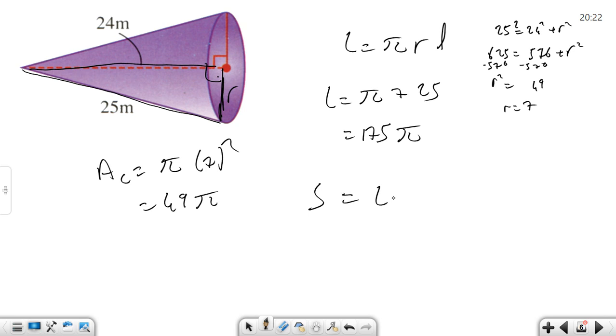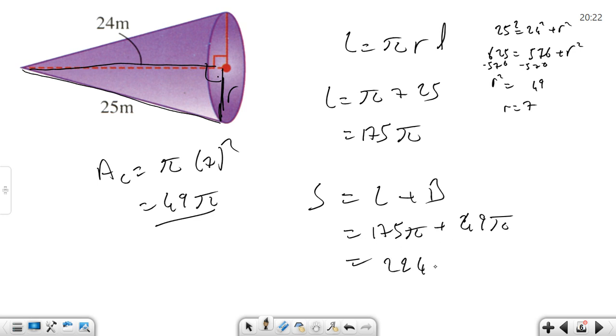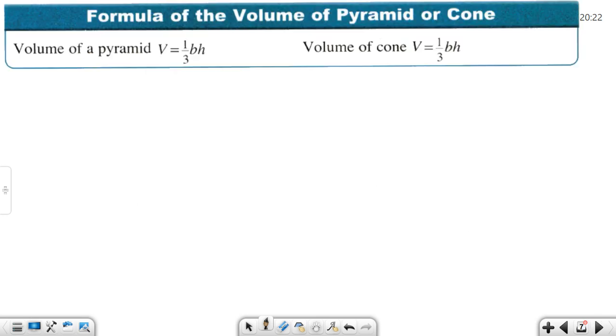Surface area equals lateral area plus base. Lateral area equals 175 pi plus 49 pi, because the area of the base is 49. Adding up, the total is 224 pi meter square. This is the last question, I hope, about the area.